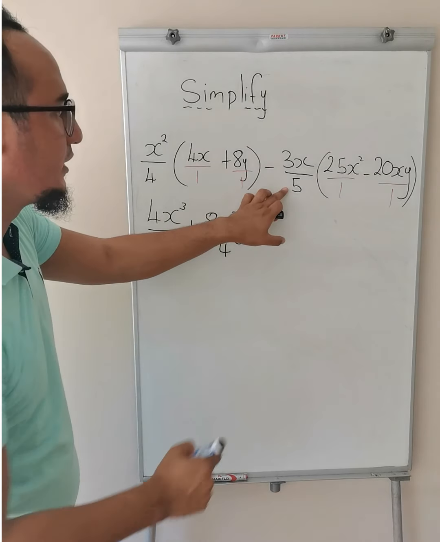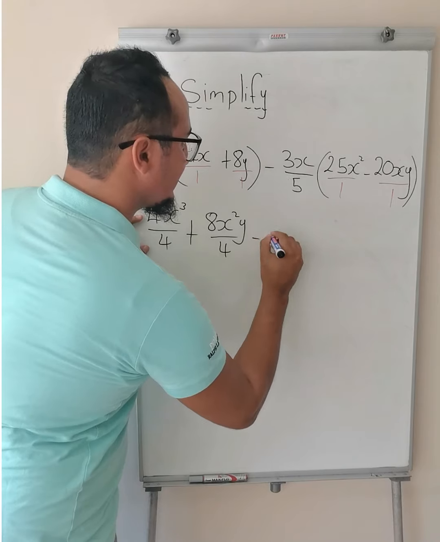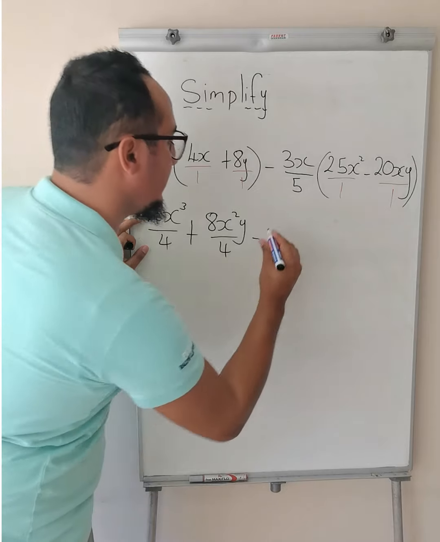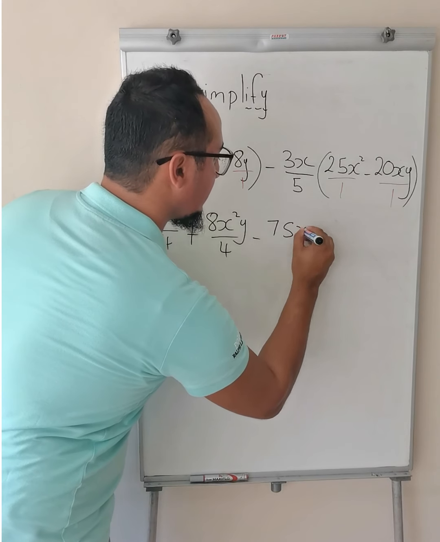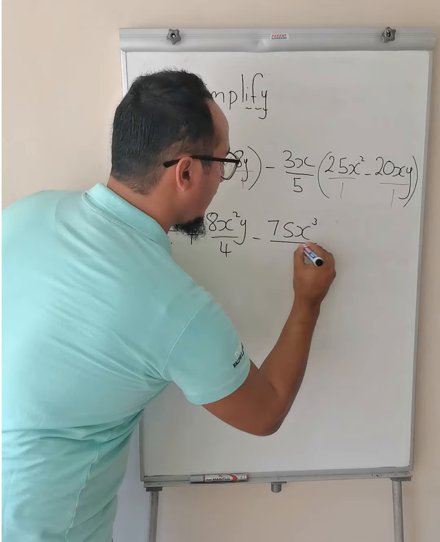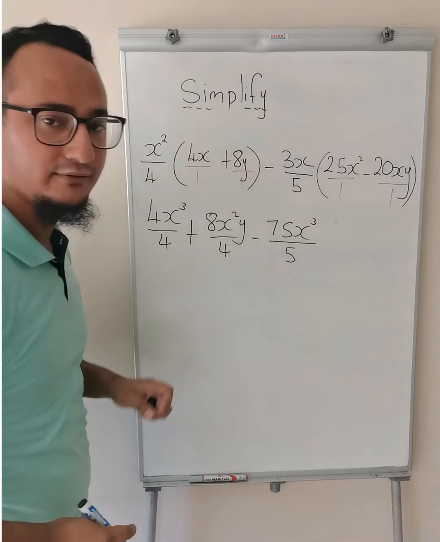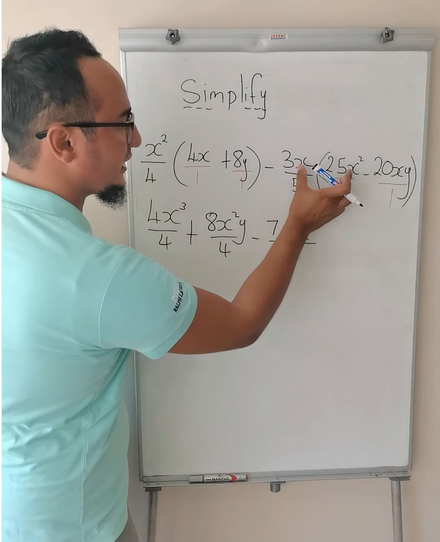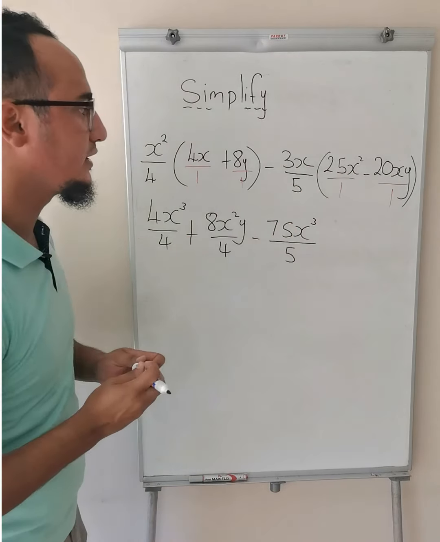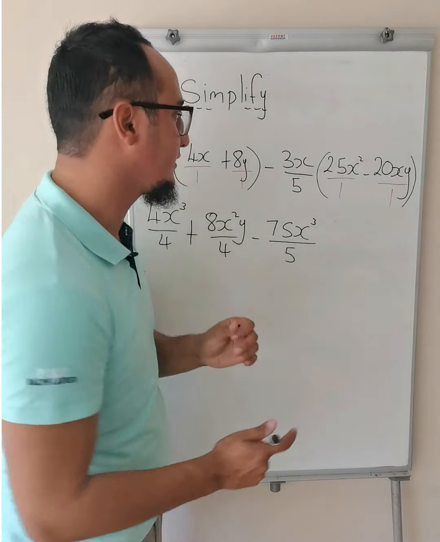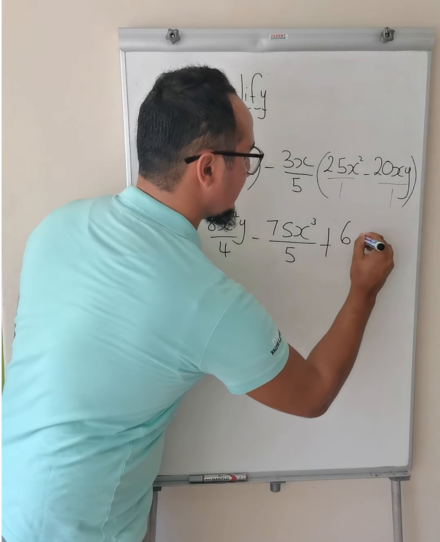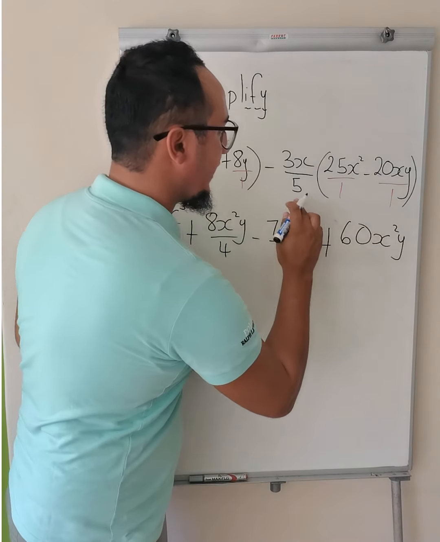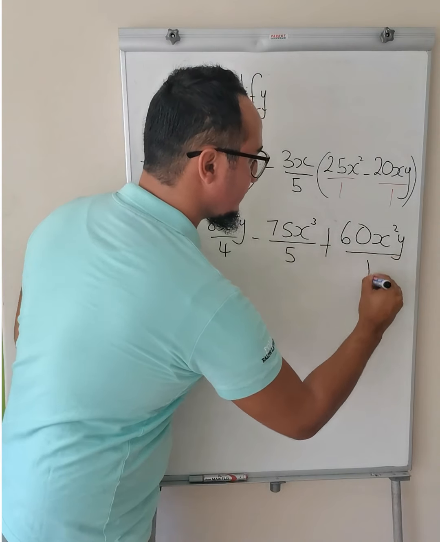Right, let's go over here. Numerator times numerator is 3x multiplied by 25x to the power of 3, and that is 75x to the power of 3, sorry, over 5 times 1 is 5. So I have 3x multiplied by 25x squared. What happens to my variables and the exponents? They add with one another. Then a negative times a negative is positive 60, x squared y, and 5 times 1 is 5.